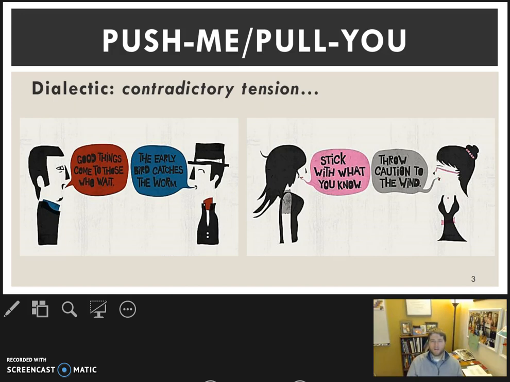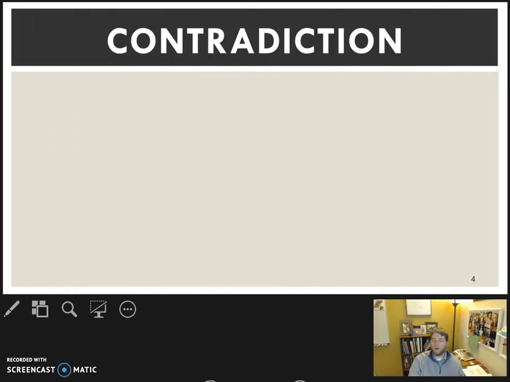And so relational dialectics is about contradictory tension. And we call it a push me, pull you because you push me, I pull you. And we're constantly in this give and take with the people who are in our lives when it comes to contradictory tensions. And when you really think about it, this idea of contradictory tension is at the center of our interpersonal relationships, okay? So contradiction is the central concept of relational dialectics, okay?